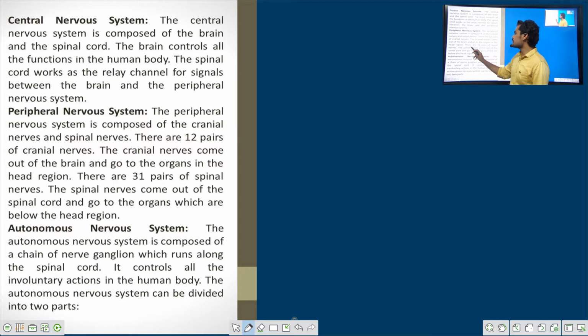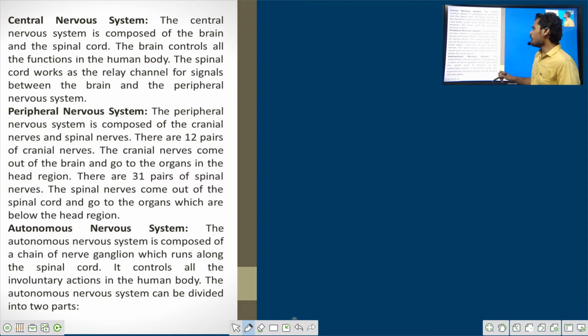There are 31 pairs of spinal nerves. The spinal nerves come out of the spinal cord and go to the organs which are below the head region. As you can see, the spinal cord is long, its length and width are huge, and overall the body is supported by the spinal cord. Hence, 31 pairs of spinal nerves arise and move on to all the other organs in the body.